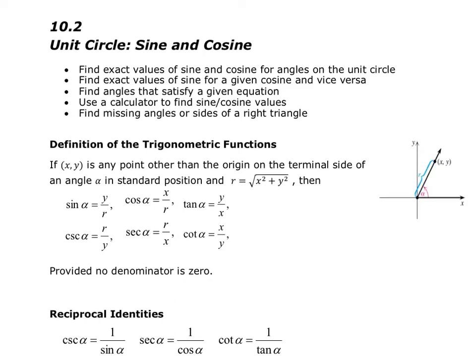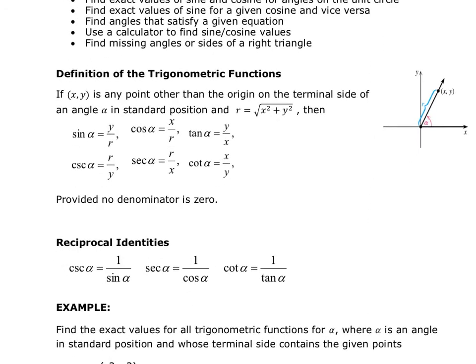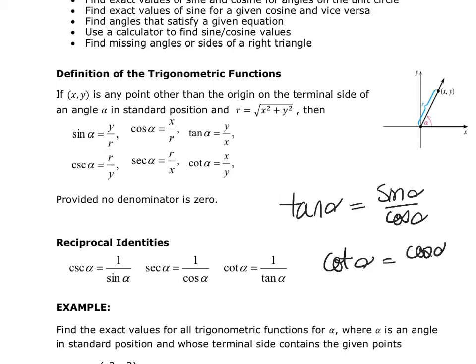We defined sine and cosine in terms of x, y, and r. And of course, when we talked about tangent, we knew that the tangent of my angle is my sine of my angle over the cosine of my angle. This is what we got from yesterday. And our cotangent, of course, is the reciprocal of that, so it is the cosine of my angle divided by the sine of my angle. So we had all that from yesterday.